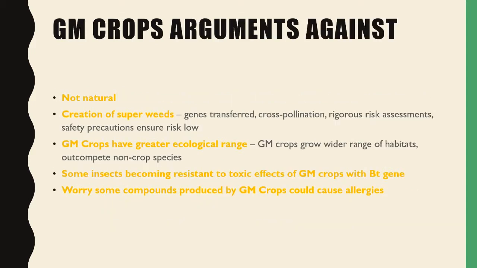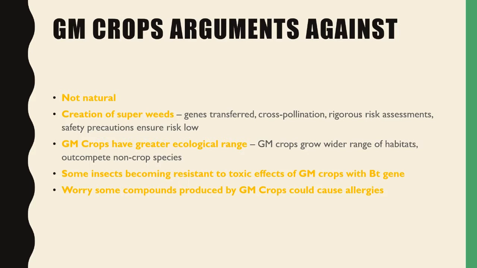There are arguments against having GM crops. The first one is that they're not natural. The second is that you can have the creation of superweeds, because whenever you transfer genes, cross-pollination can occur, which means you have to carry out a rigorous risk assessment and make sure safe precautions are taken to ensure the risk is low. GM crops have a greater ecological range.